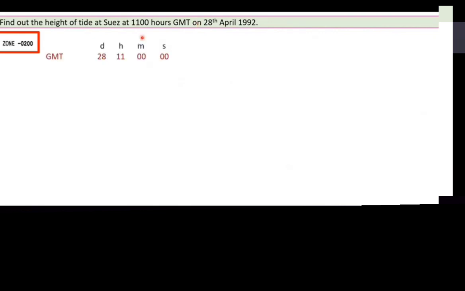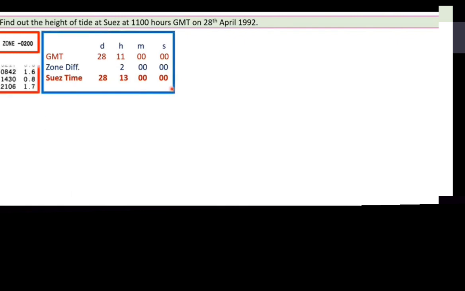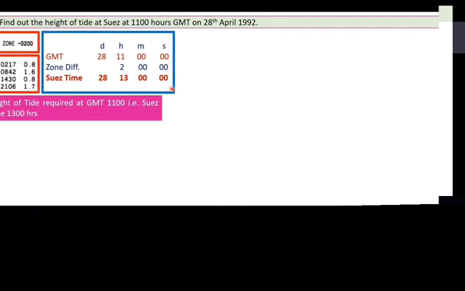So GMT is 28th April, 11 hours. Zone difference is 2 hours. We know Suez is 2 hours ahead of Greenwich. Therefore, when it is GMT 1100 hours, Suez time shall be 1300 hours. So that means we have to calculate the height of tide at 1100 hours GMT, which is same as Suez time 1300 hours.